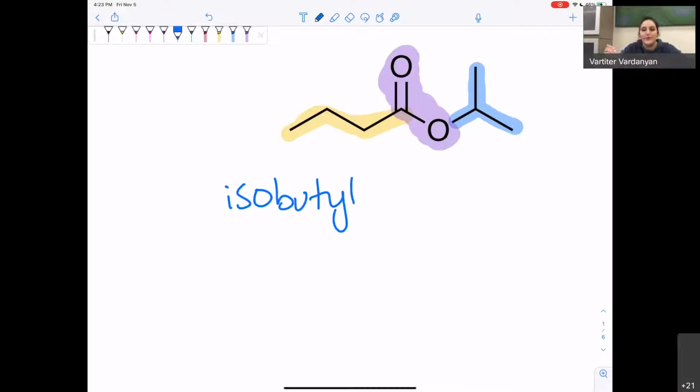Isobutyl. And then here we have 1, 2, 3, 4. So it's butane. And then we ended off with -oate. Yay. So IUPAC.